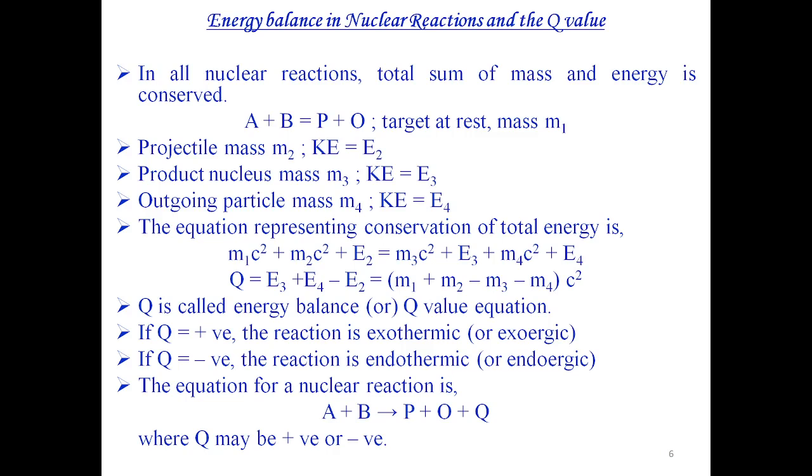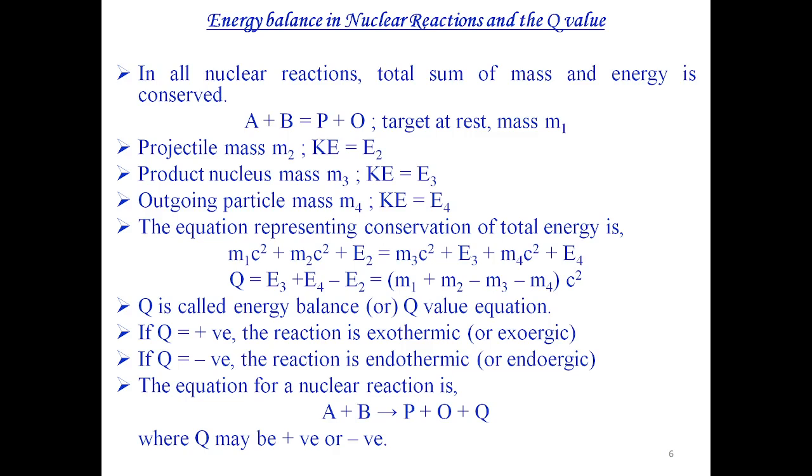So let us say A is the projectile, B is the nucleus, P is the emergent particle and Q is the recoiling nucleus. So let us say the projectile mass is M2 and its kinetic energy is E2, the product nucleus mass is M3 and kinetic energy is E3, and the outgoing particle mass is M4 and kinetic energy is E4.